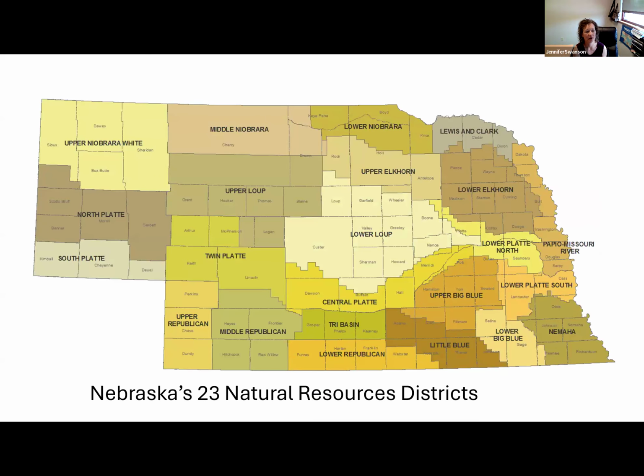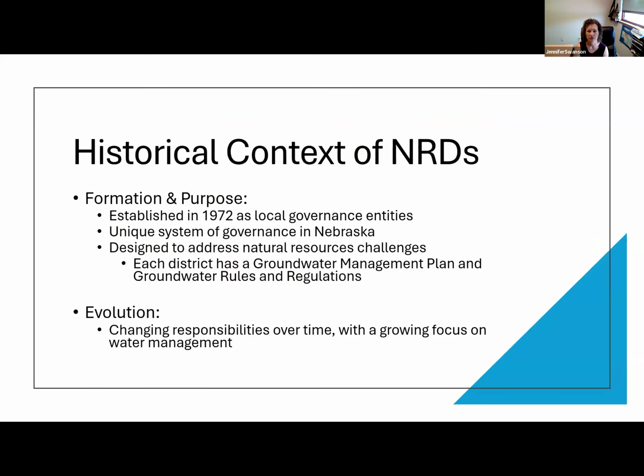With that, we are unique in that we are the only state that has natural resource districts. We have 23 NRDs that are formed by river basin boundaries. This allows us to approach natural resource management on a watershed basis. Other states have what's called conservation districts, and those are basically on a county by county basis. So this gives us a unique approach in managing our natural resources. We were formed in 1972 as a local government entity to address natural resource concerns across the state.